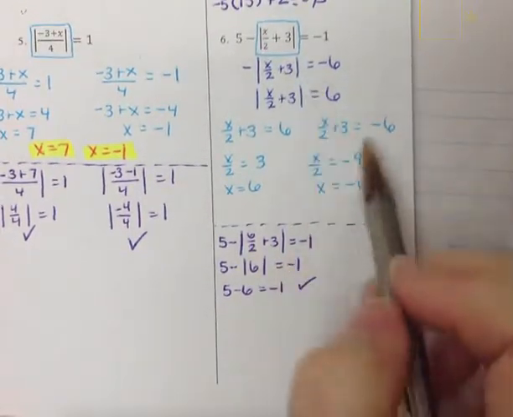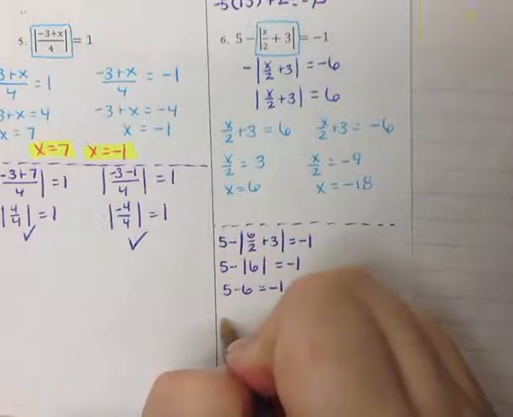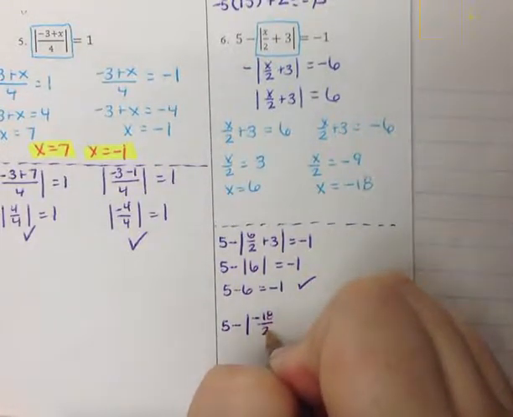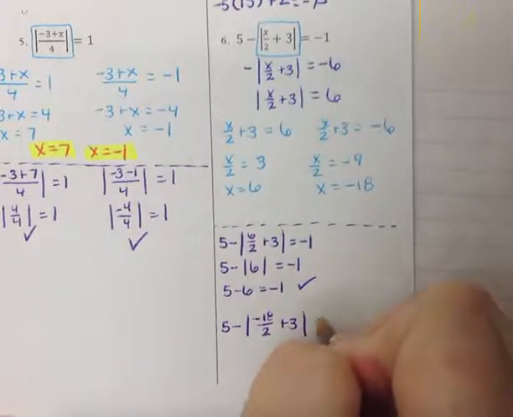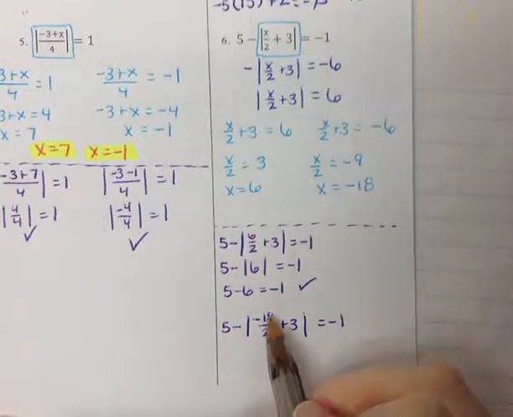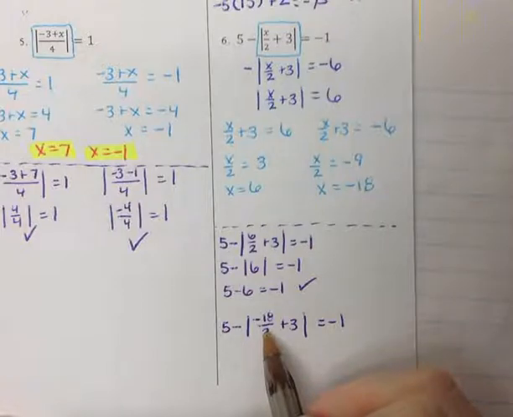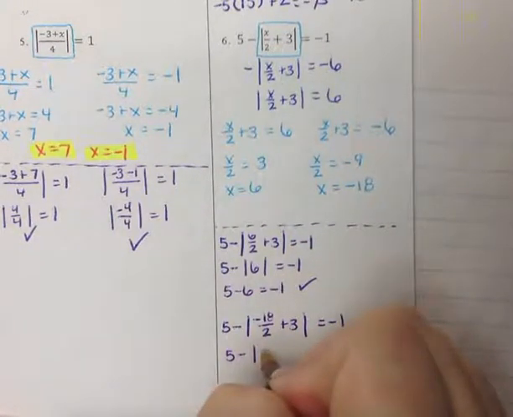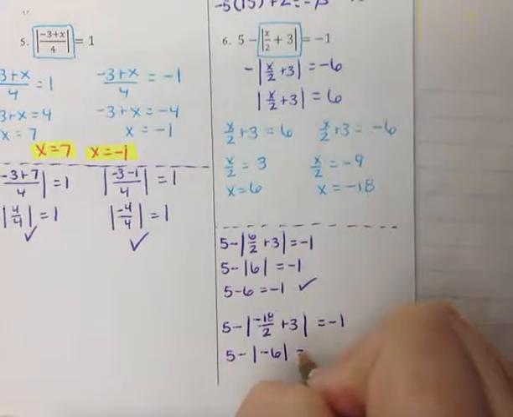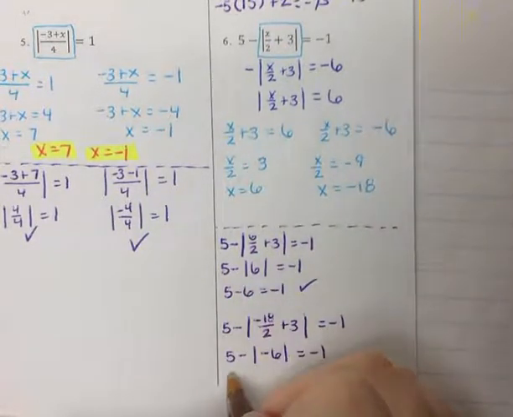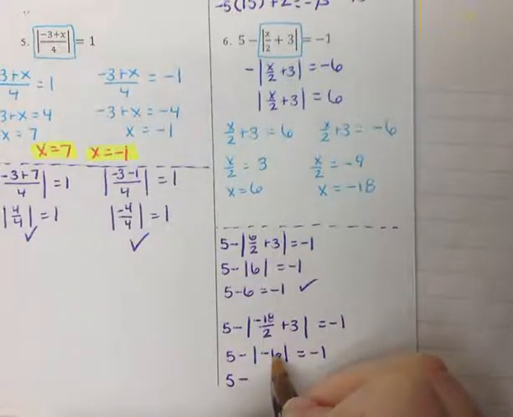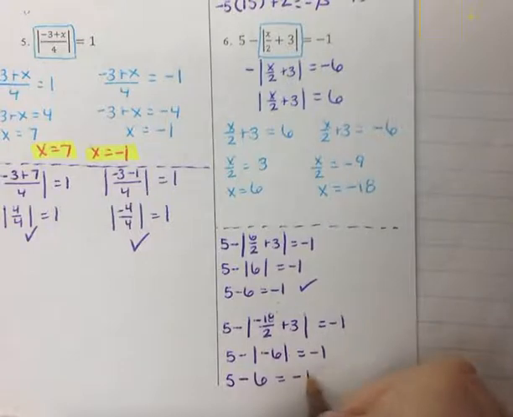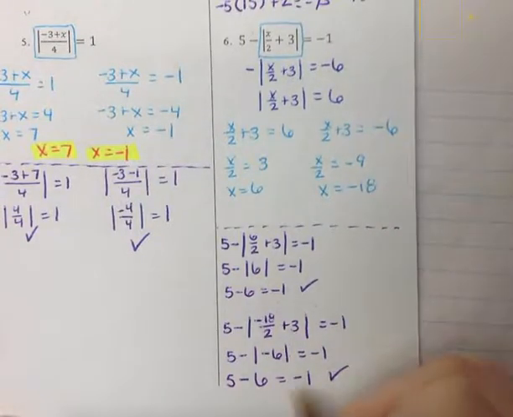Do the same for the negative 18. We have 5 minus the absolute value of negative 18 divided by 2 plus 3 is equal to negative 1. Negative 18 divided by 2 is negative 9 plus 3 is negative 6. So we have 5 minus the absolute value of negative 6 is equal to negative 1. The absolute value of negative 6 is 6. So it's just 5 minus 6, and that is also equal to negative 1. So that is also good.